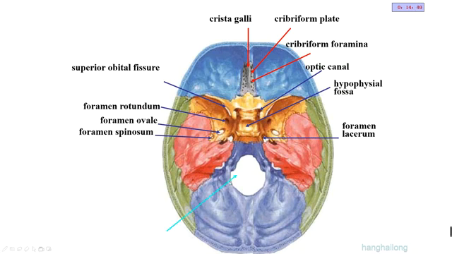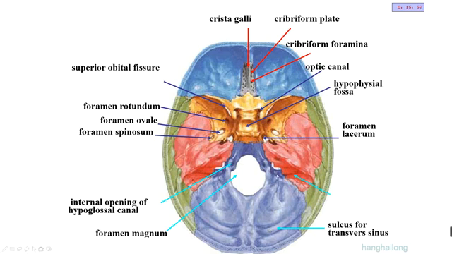And on the back, there is the biggest foramen magnum. On the lateral side of it is the internal opening of the hypoglossal canal. And on the back, there are two sulci. This sulcus is for the transverse sinus. This sulcus is for the S-shaped sigmoid sinus. And then the sinus goes back to the internal jugular vein. So here is the jugular foramen. And here is the medial surface of the petrous part of the temporal bone. There is a pore, the internal acoustic pore.